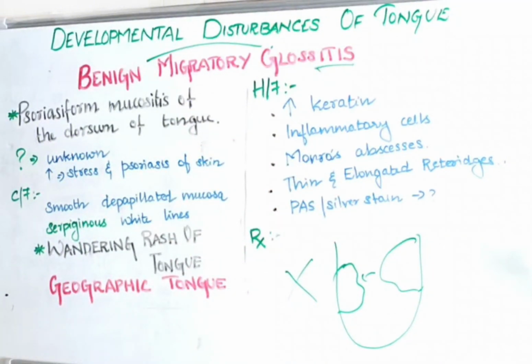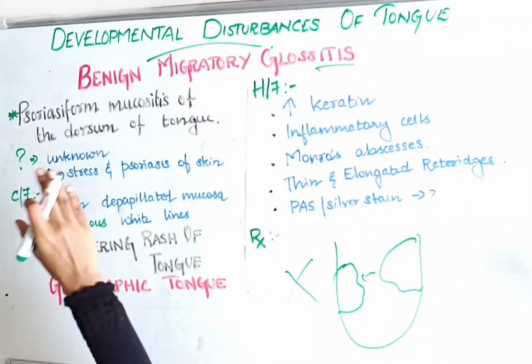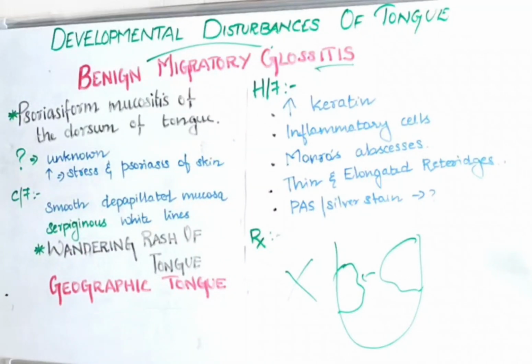So what we understand from this name is there is inflammation of the tongue, and this lesion can move from one location to another, and it is benign. This is the idea which we get from the name Benign Migratory Glossitis. And this Benign Migratory Glossitis is known as a psoriasiform mucositis of the dorsum of the tongue. So we will try to understand more from this term.